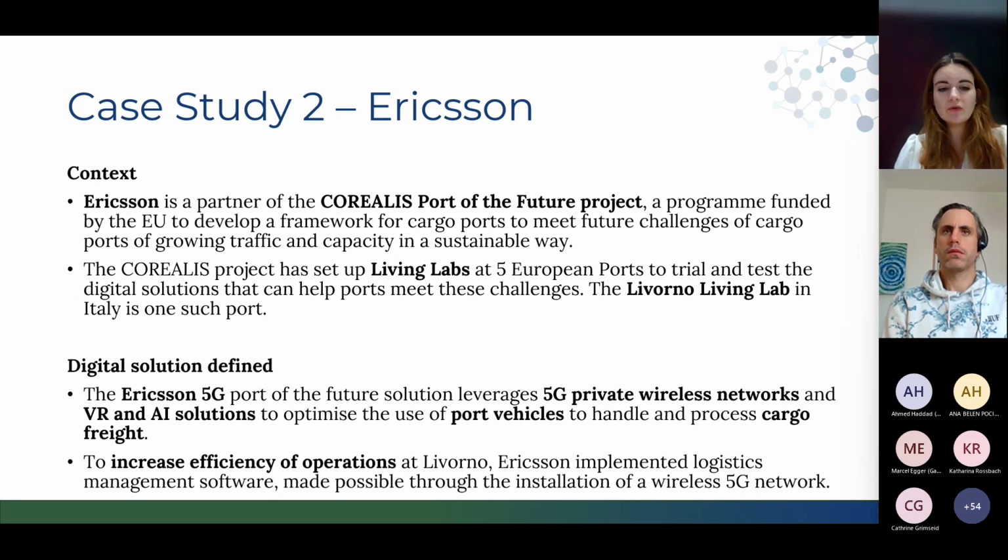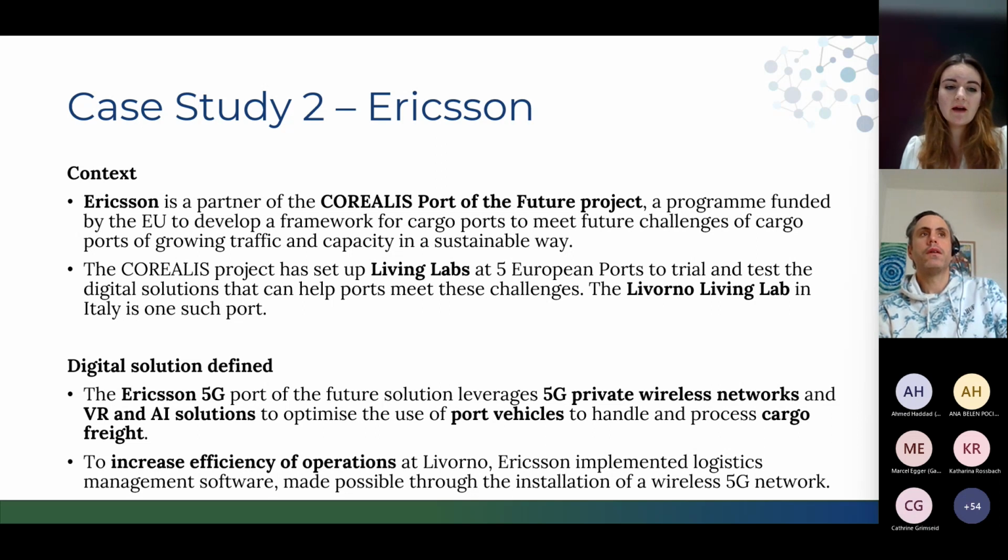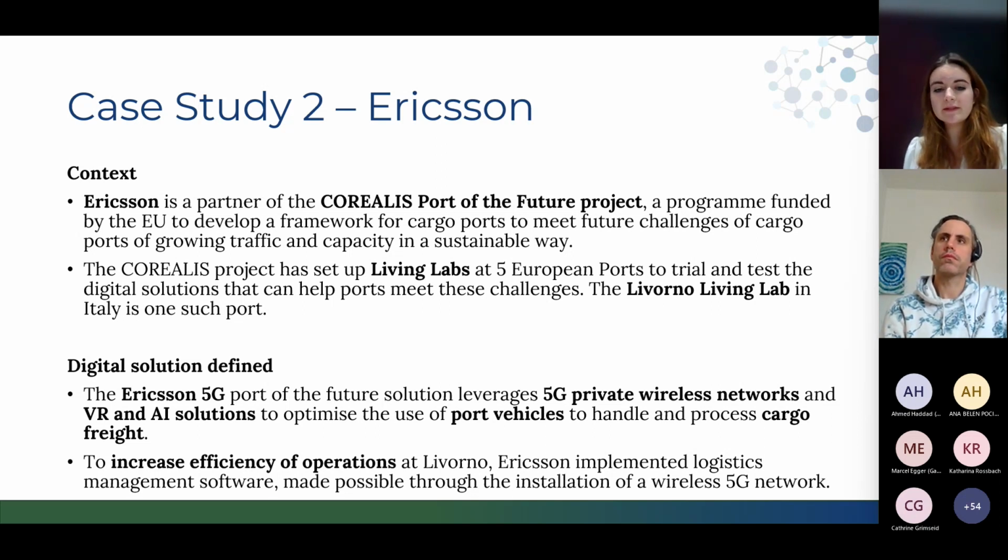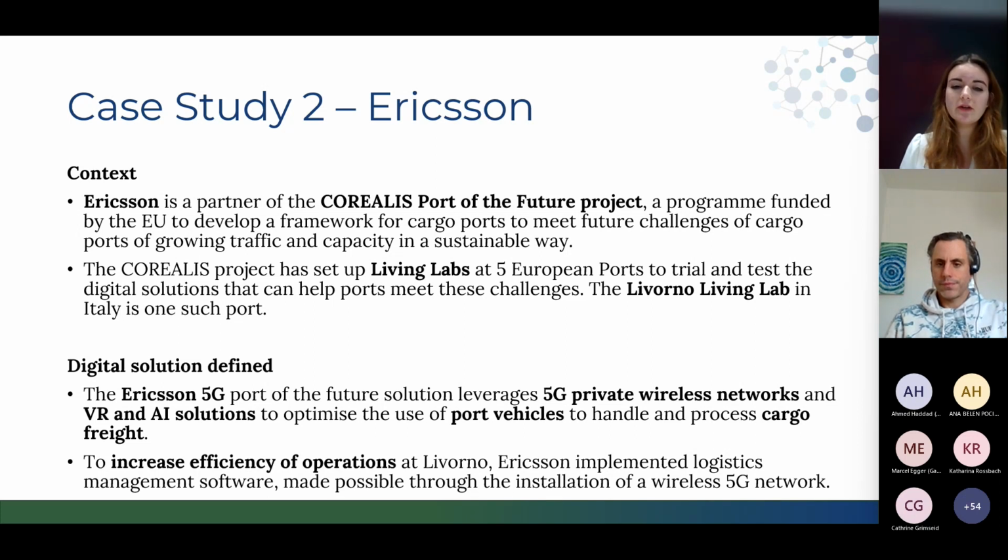So our case study focuses on the Ericsson 5G Port of the Future solution, which was implemented at Port Livorno in Italy. The solution leverages the use of a private 5G wireless network, which enables the use of VR and AI digital solutions to help optimize the use of operations within the ports, in particular the use of port vehicles when handling and processing cargo freight. So in the case of Livorno, to increase the efficiency of operations, Ericsson implemented logistics management softwares enabled through the installation of the 5G wireless network.